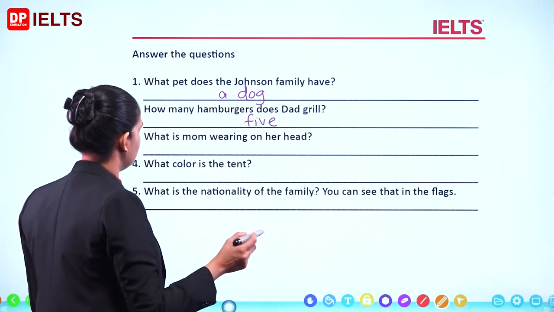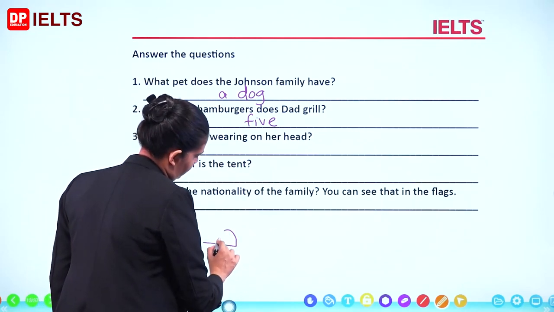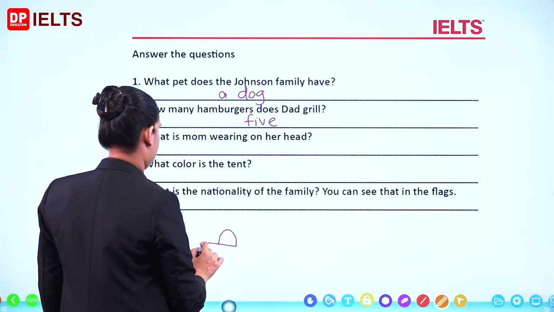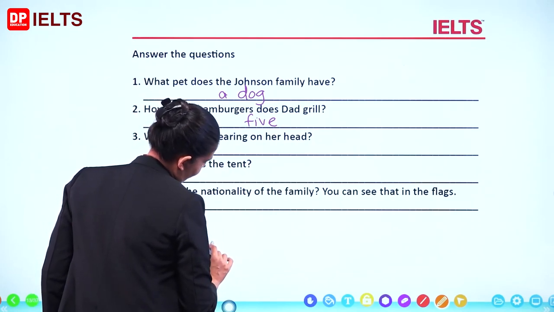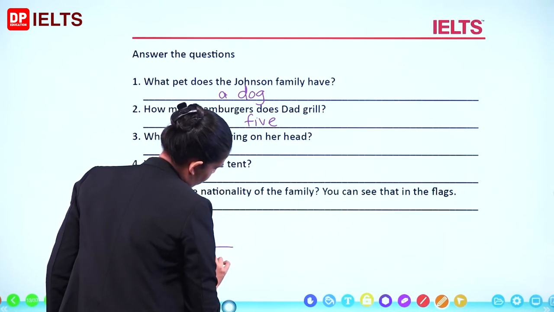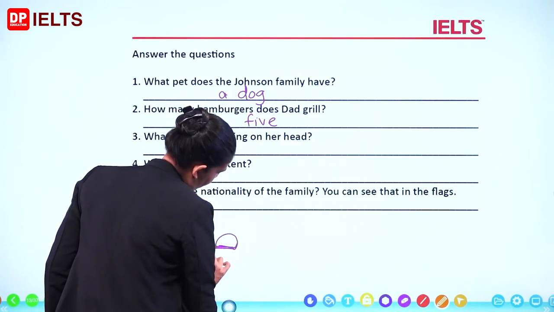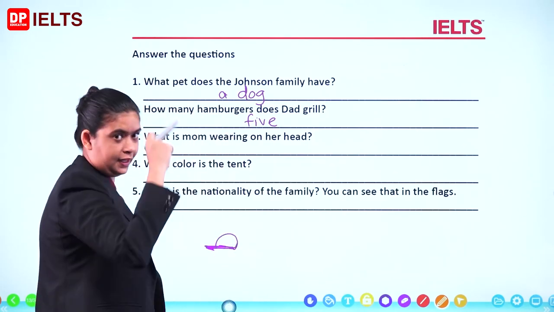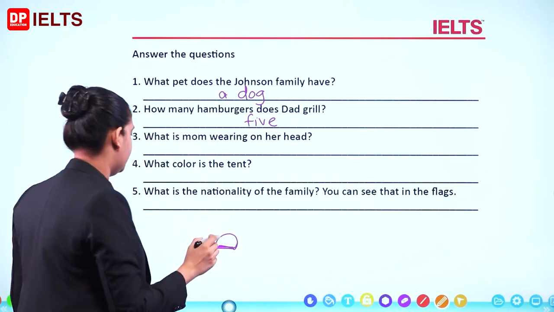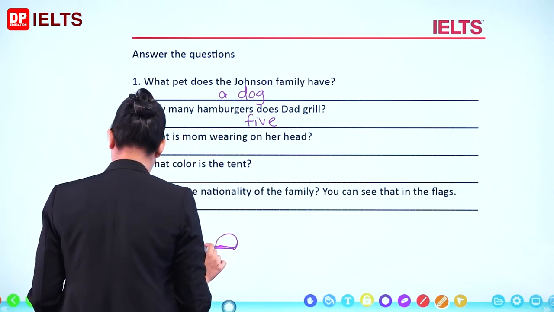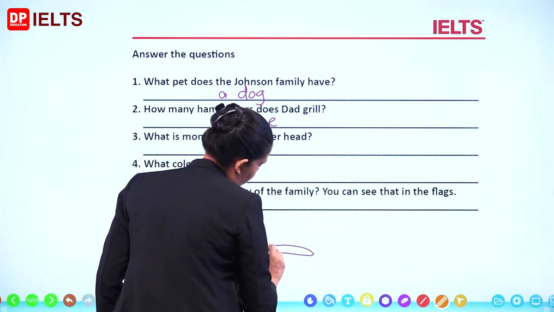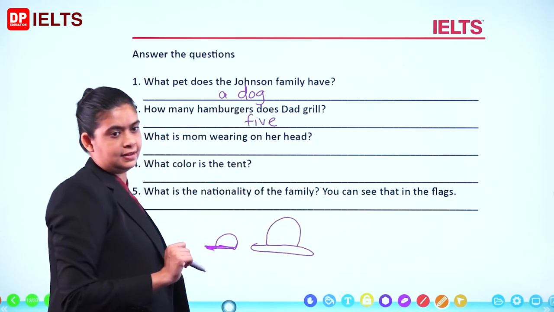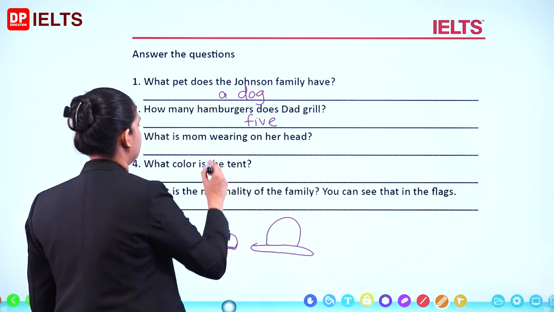So in case you cannot remember, the thing that you wear like this, okay, like the cap, that bit is the cap. And then the one that you wear like this is the hat. Okay, so it's a hat.